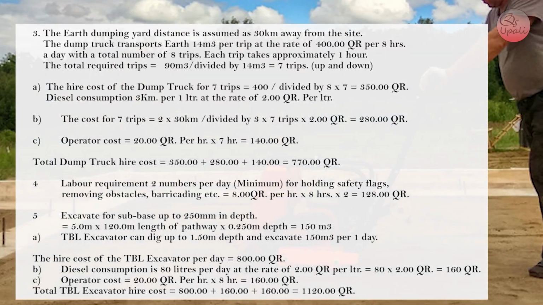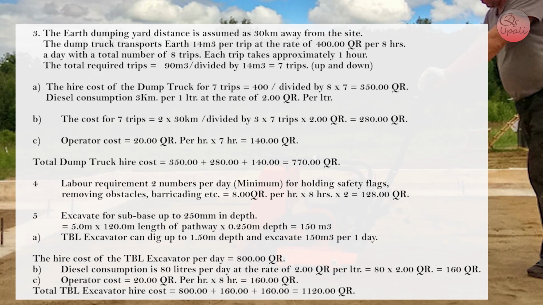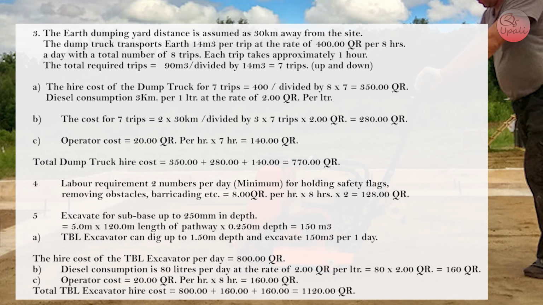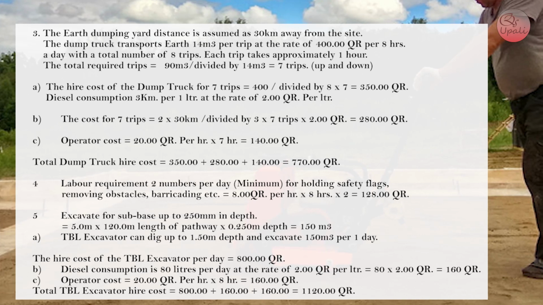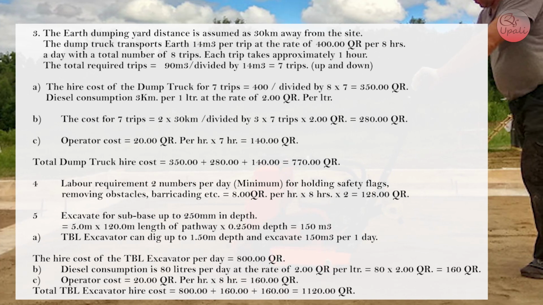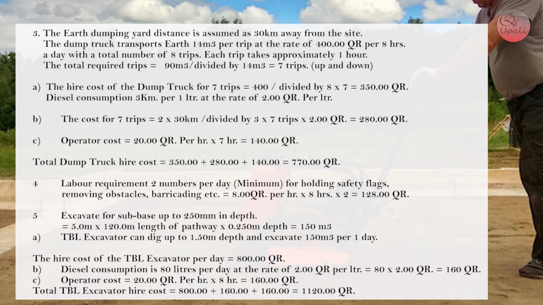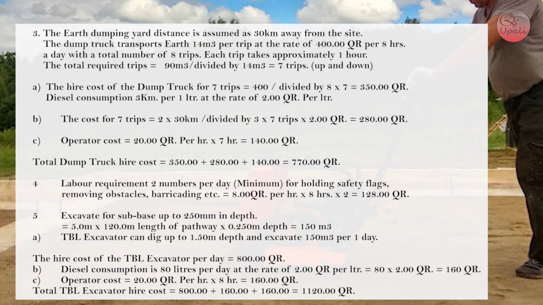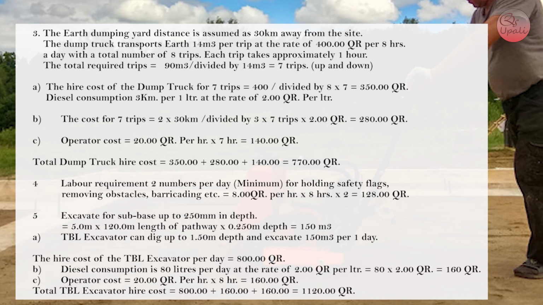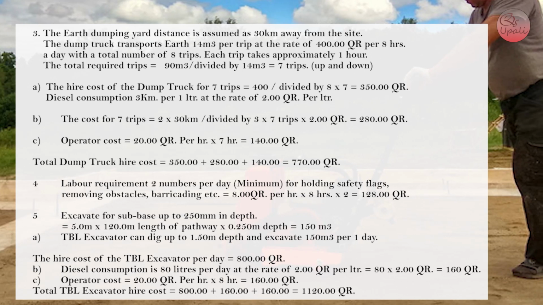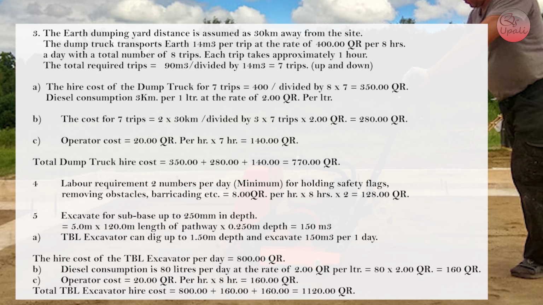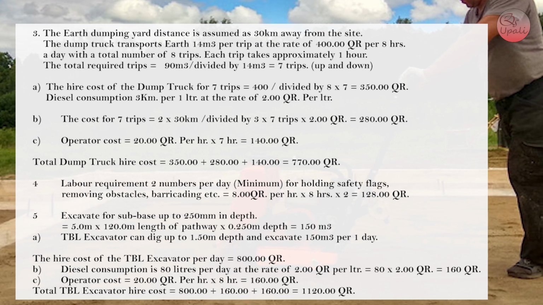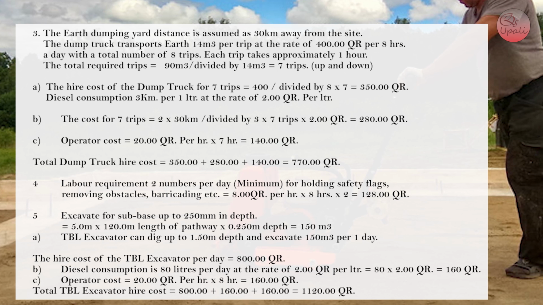5. Excavate for subbase up to 250 mm depth equals 5 meter into 120 meter length of pathway into 0.25 meter depth equals 150 cubic meter. A JCB excavator can dig up to 1.5 meter depth and excavate 150 meter cube per 1 day. A. The hire cost of the excavator per day equals 800 Qatar riyal.